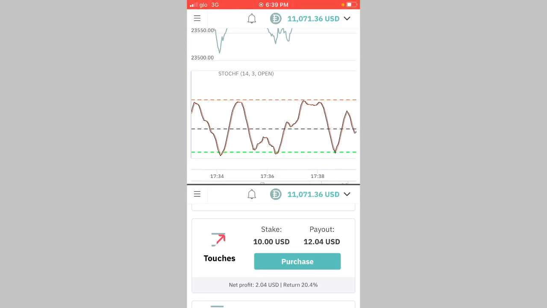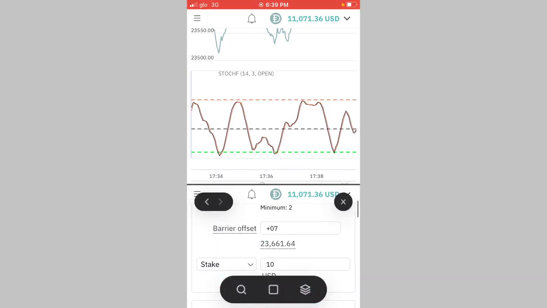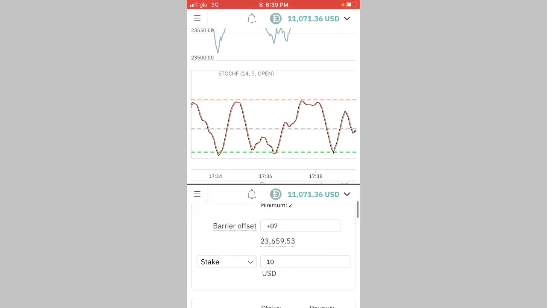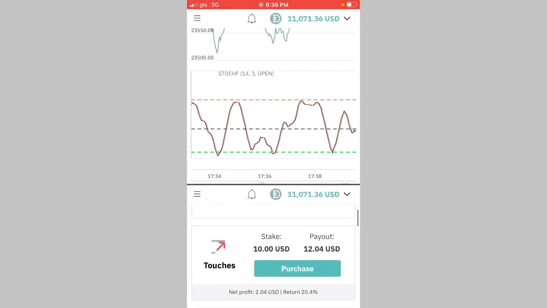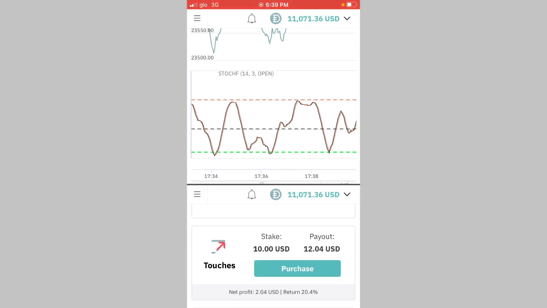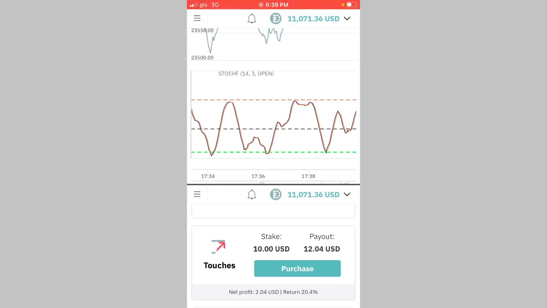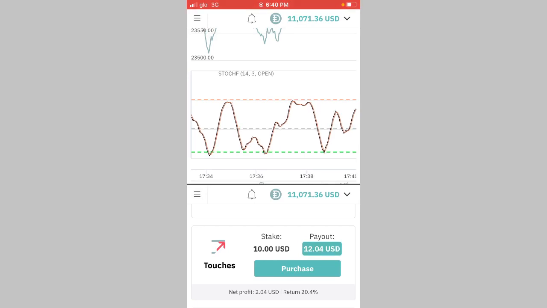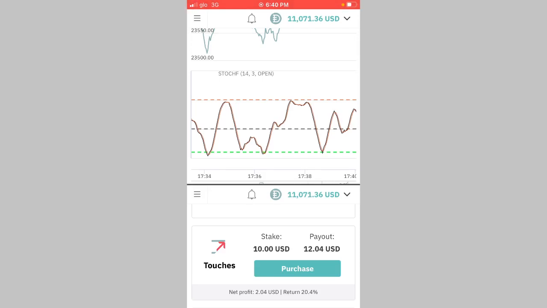So how do you know how to click? Once you have selected your barrier offset plus 0.7, you want the price to go up and touch the plus 0.7 level. That means you will be buying. Once the indicator touches this green line, you click on touch for it to go up and touch the plus 0.7. So I'll wait for it to reach the support and purchase.